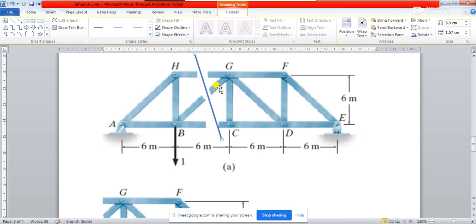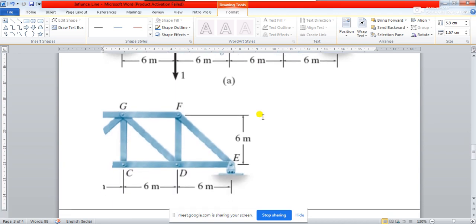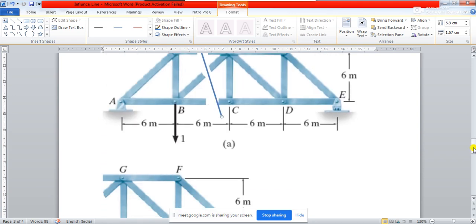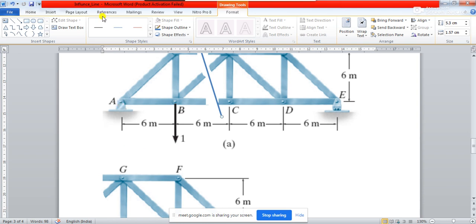Okay. Now let us try to understand how you will find it out. Let us see. If we try to do it using this portion of the section, what will be the first step? For finding out any member force, what is the first step you do? First step will be to find out the reaction at this A and reaction at this E, right? So what will be the reactional forces in A and E?